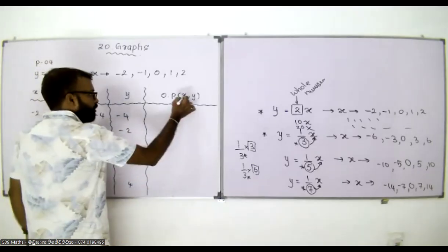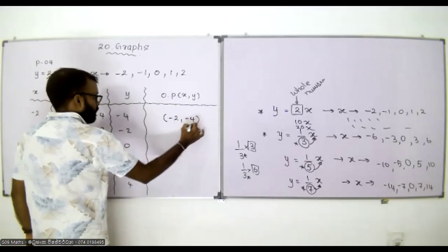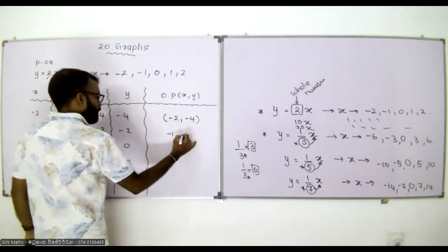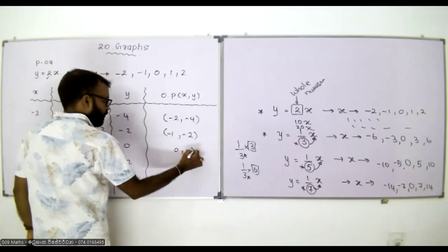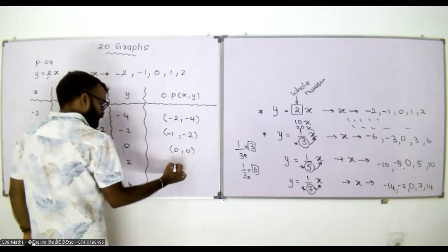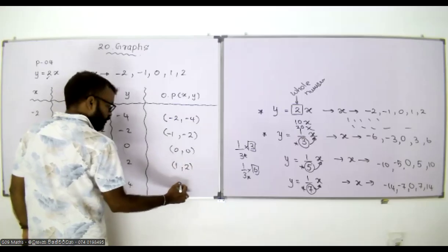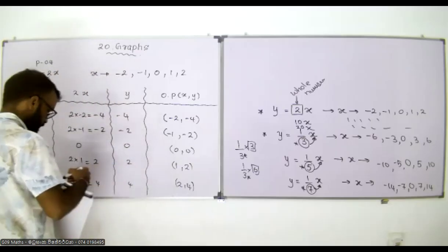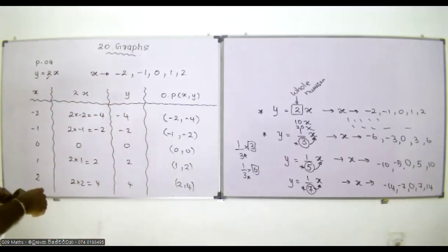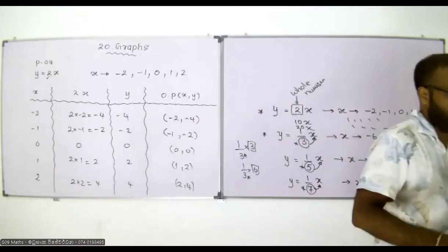So, ordered pairs x, comma y: negative 2, comma negative 4. Here, negative 1, comma negative 2. Here, 0, comma 0. Here, 1, comma 2. Here, 2, comma 4.